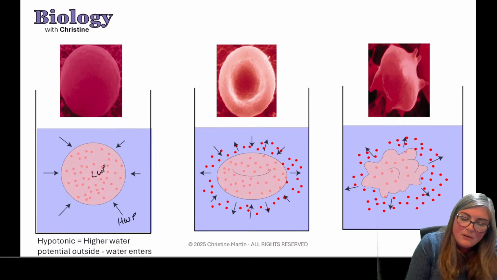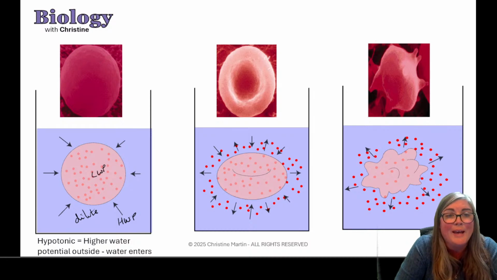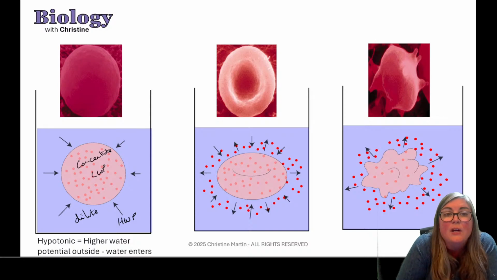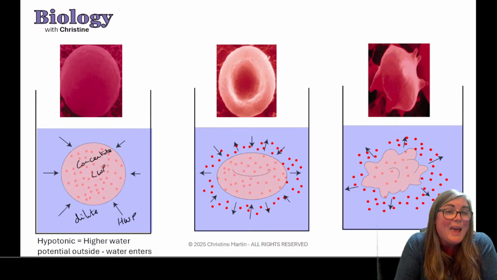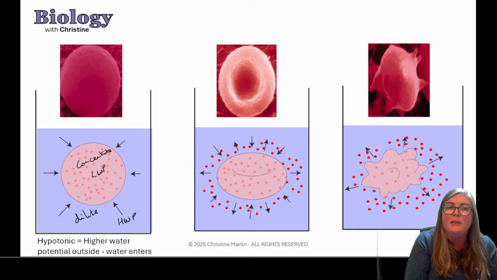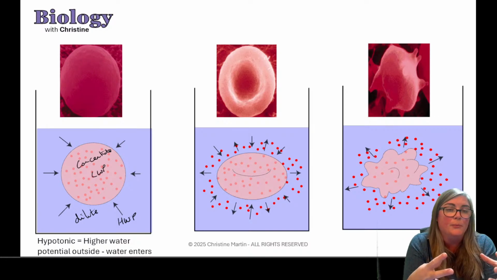So we can talk about the high water potential on the outside and the low water potential on the inside. And if we then switch that around and talk about it with our solute concentration, we are saying that there is a dilute solution on the outside and a concentrated solution on the inside. Therefore, water will enter by osmosis. So water will get through the partially permeable membrane. It will therefore cause the cell to swell up.